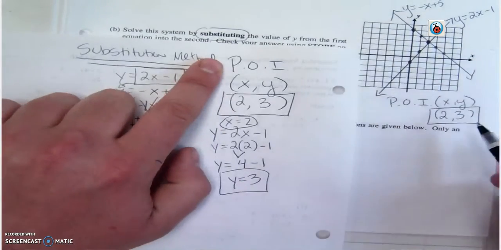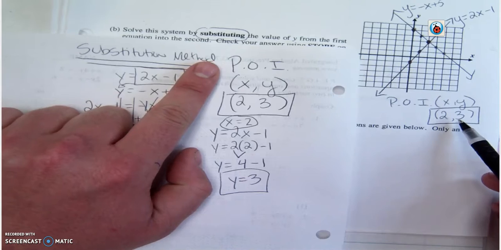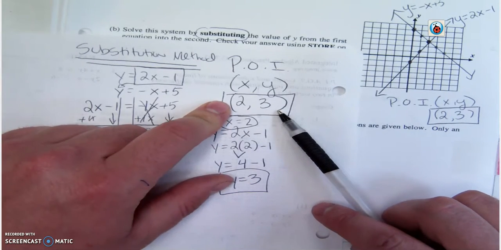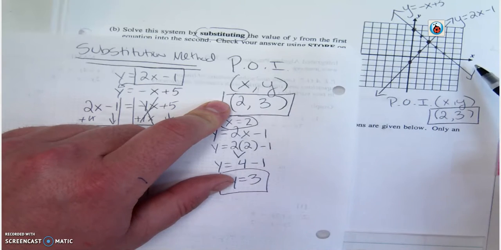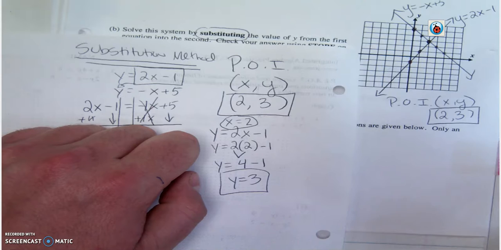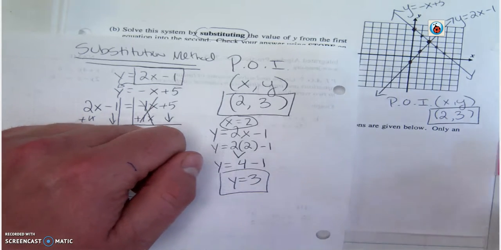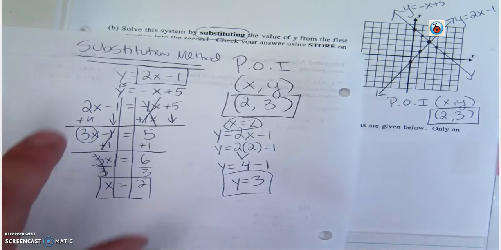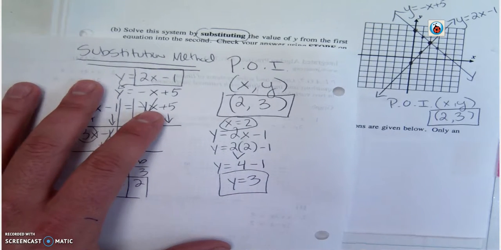And take a look at that. Our POIs are the exact same. Using the substitution method, I arrived at the point (2, 3). Or if I am a grapher and I prefer graphing, I still got the same answer. So as you can see, there's multiple ways to approach this, and they all work. It just depends on what your preference is and what your teacher's asking you to do.